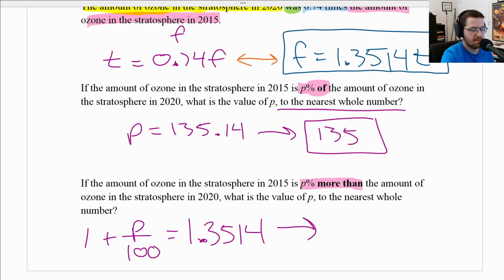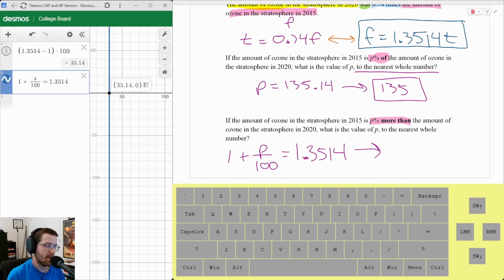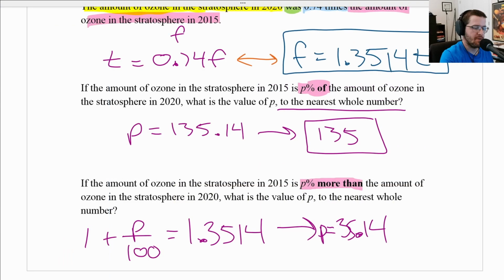Let's jump to Desmos. Okay, my calculator is telling me that this is about a 35.14% increase. And it once again says to the nearest whole number. So I'm going to round that to the nearest whole number. We once again have a number 4 or below, so we're going to round down. So this would be about 35.